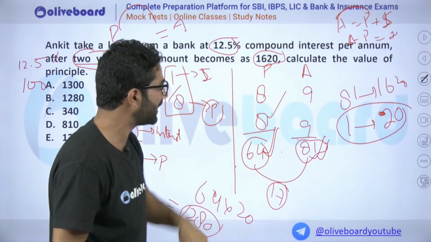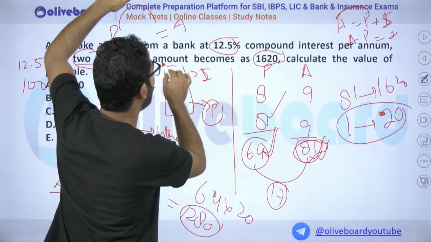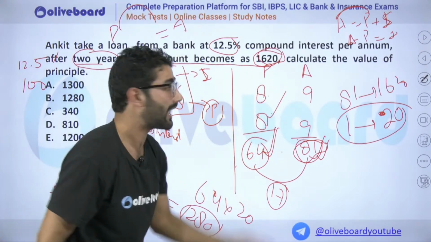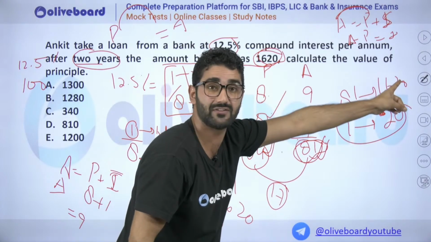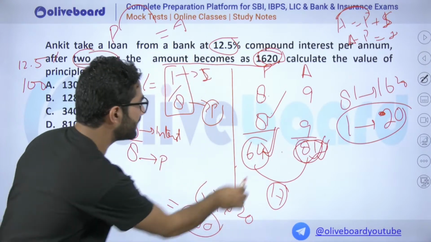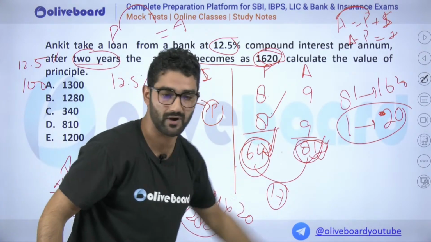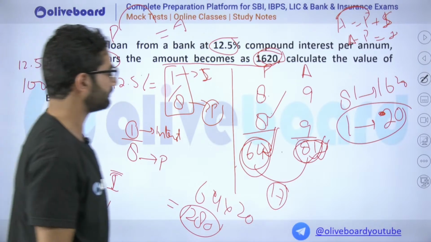Okay, very good. But we have calculated amount as 81, while it is given in the question that the amount is 1620. So 1 ratio is nothing but 20. What is the principal? 64 multiplied by 20, you will get the principal. Yes, my dear. Divakar, very good, my dear.